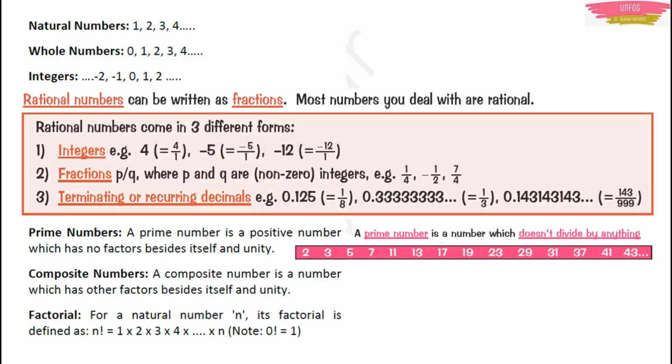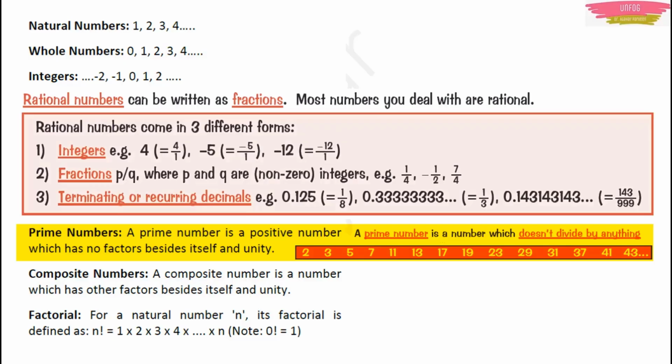Now numbers can be divided into two types, prime numbers and composite numbers. All the numbers which we deal with can be either prime numbers or composite numbers. Prime numbers are those numbers which are positive, but they don't have factors besides themselves. That means a prime number is a number which will not divide by anything. For example, 2, 3, 5, 7, 11, 13, 17, 19, 23.